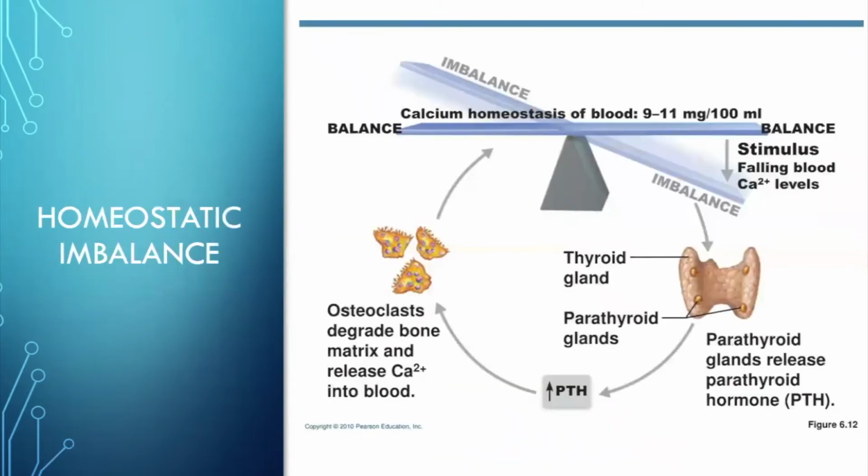Homeostatic imbalance. Minute changes from the homeostatic range of blood calcium can lead to severe neuromuscular problems. The hormonal controls primarily involve parathyroid hormone, produced by the parathyroid gland. When blood levels of calcium decline, PTH is released.